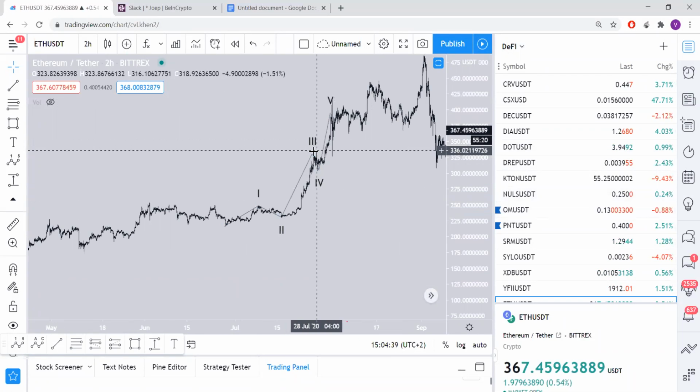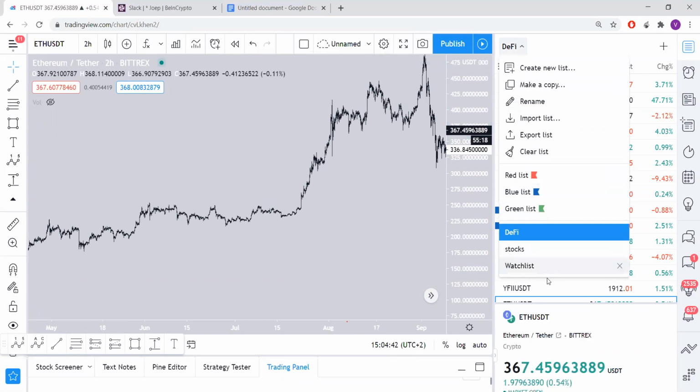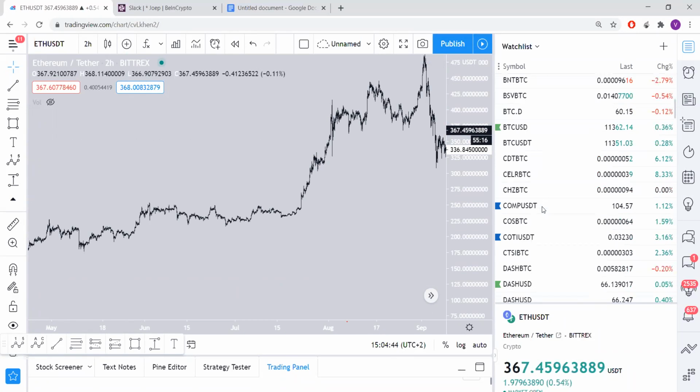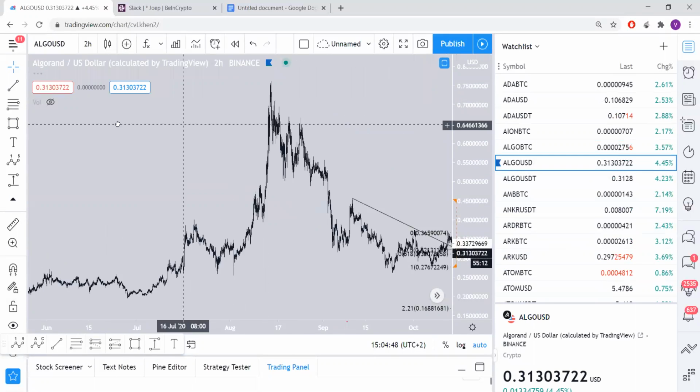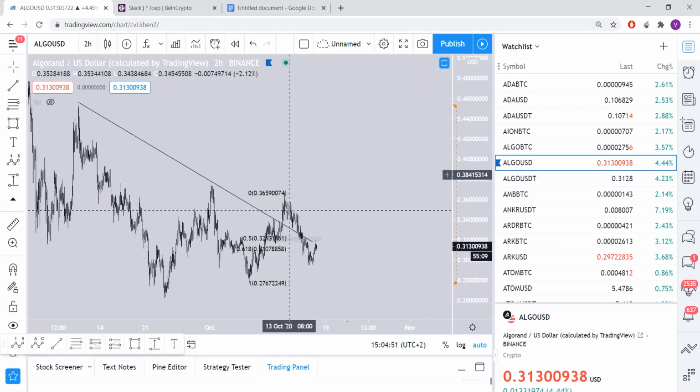Let's do one final example. Pick an entirely different coin, just for fun. I know what you like, Bitcoins. Let's do Algo.